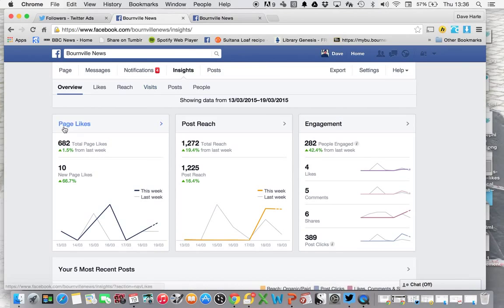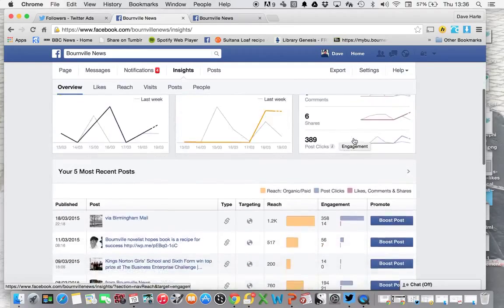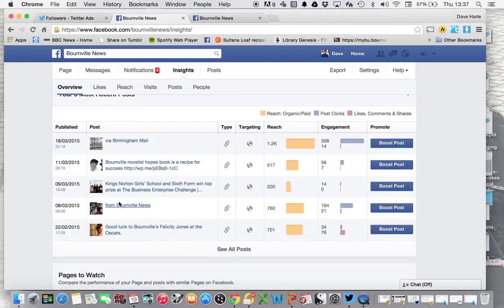But let's look at the insights panel. So the amount of page likes, so only up 1.5% from last week. 10 new page likes, gives you a little graph. Reach of the posts, we'll come back to what reach is. Engagement, what else? And it gives me a little bit of data on each post as well. So reach, engagement, and a bit like Twitter, it invites you to boost or promote your posts.